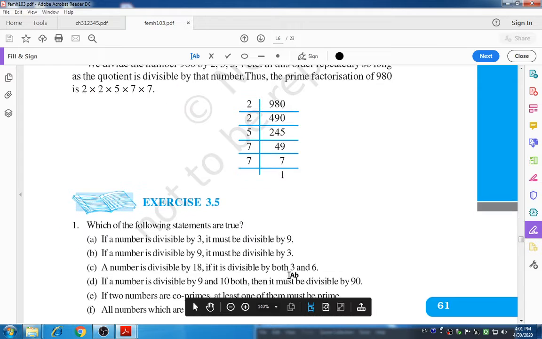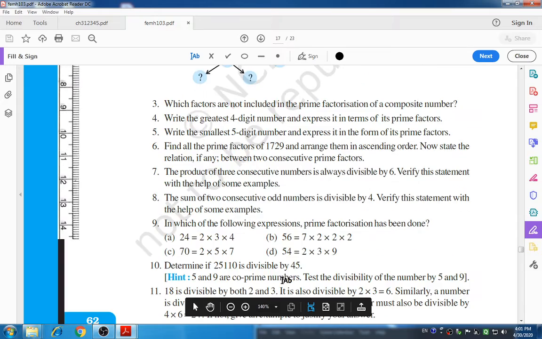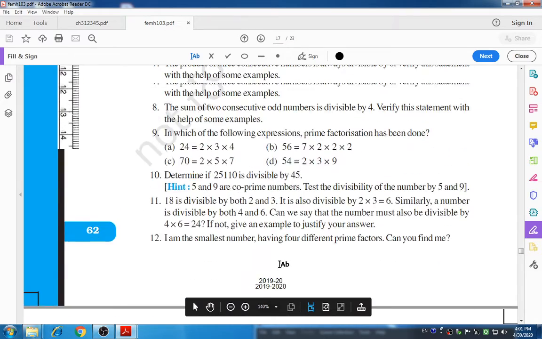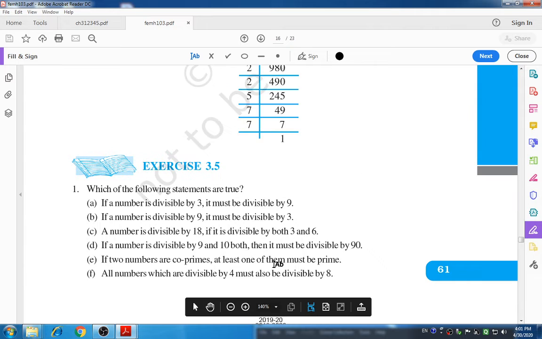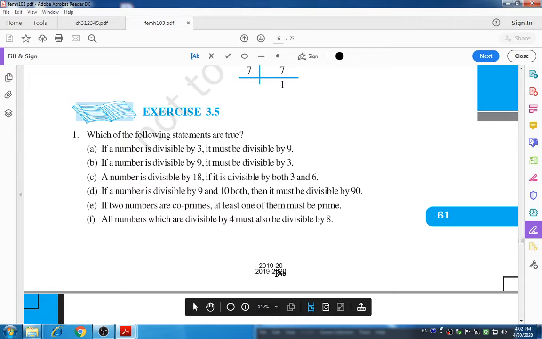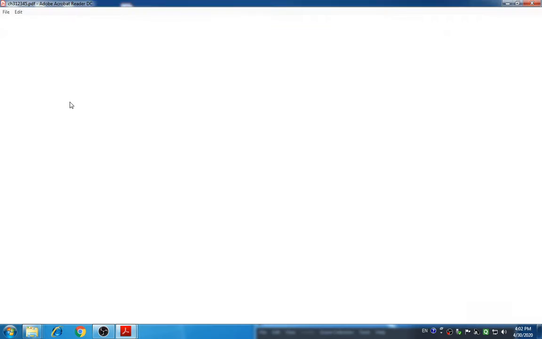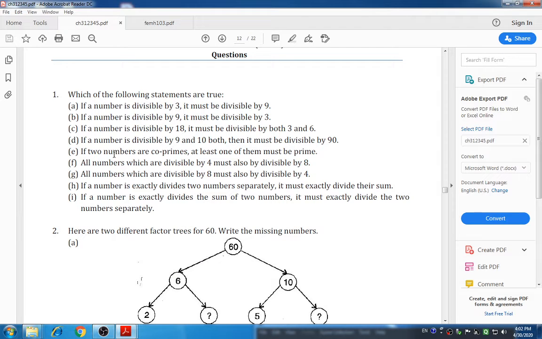In this way we are going to solve exercise 3.5, consisting of a total of 12 sums. Our school has already shared a link where you can read your textbook. With the help of that link you can open your textbook page number 61, and now we are going to start solving exercise 3.5, which you have to solve in your maths notebook. Okay, the first question, which of the following statements are true?